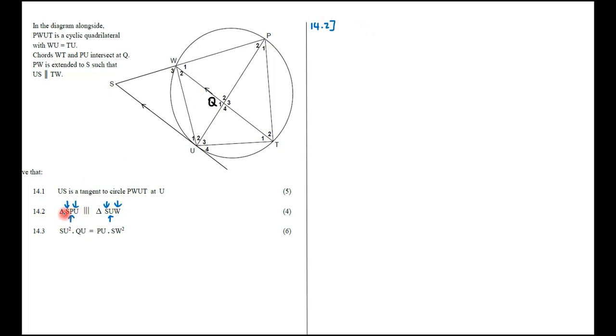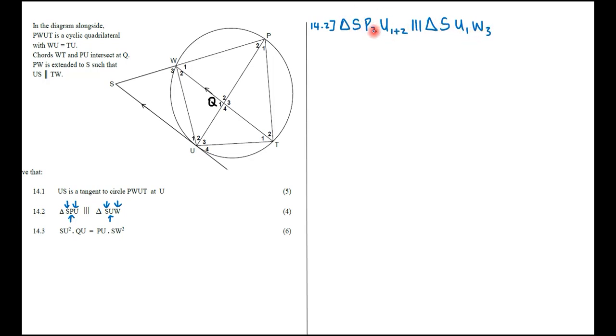The first thing I need to ask myself is, what is SPU? In this case, angle S is angle S, angle P here is P2, but angle U is U1 plus U2. Now, this is similar to triangle SUW, where angle S is S, angle U is U1, and then W is W3. Like I said, I just need to see if this is equal to that, and this is equal to that, and this is equal to that, and why that is.